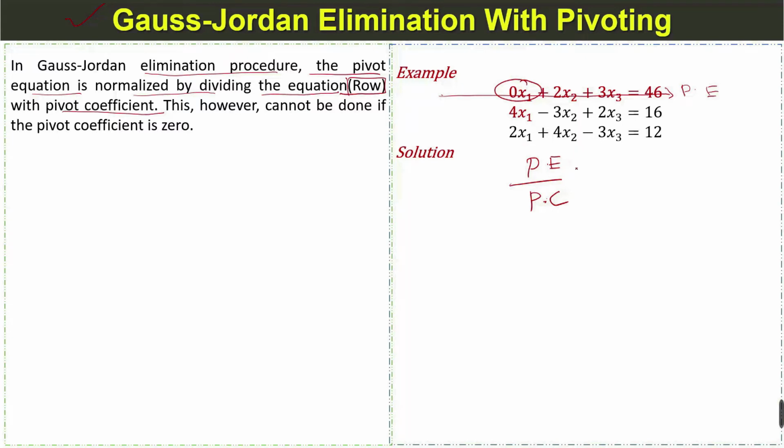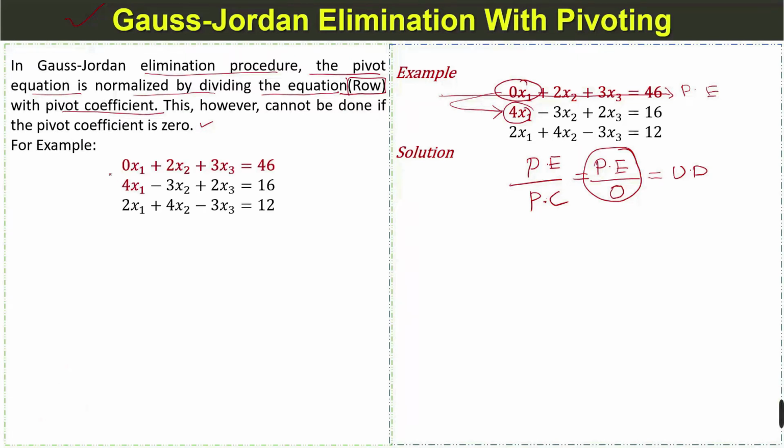Here we can see that the pivot coefficient is 0. When 0 comes in the denominator, the result is undefined. Due to this problem, we do pivoting. We exchange this row with a row that has a non-zero pivot element. However, this cannot be done if the pivot coefficient is 0. We have seen this one.